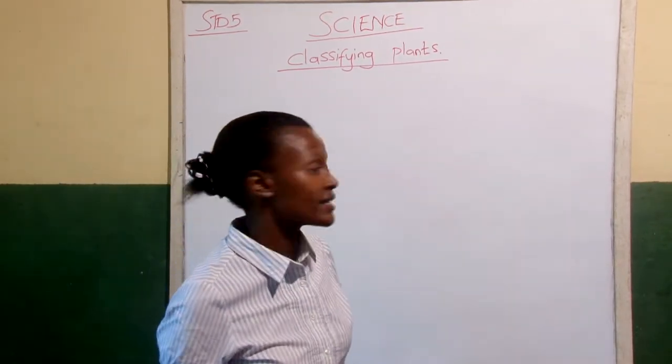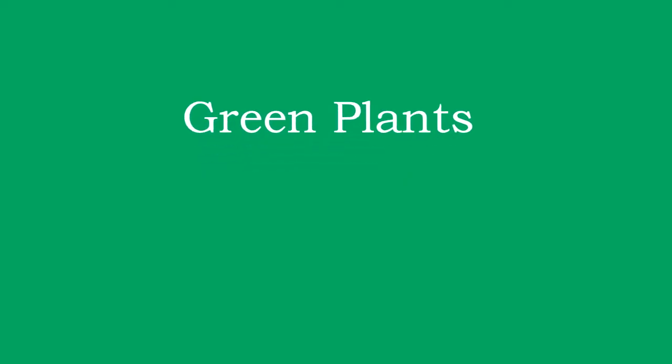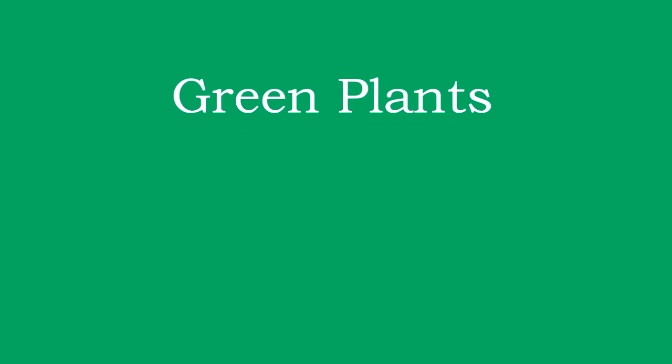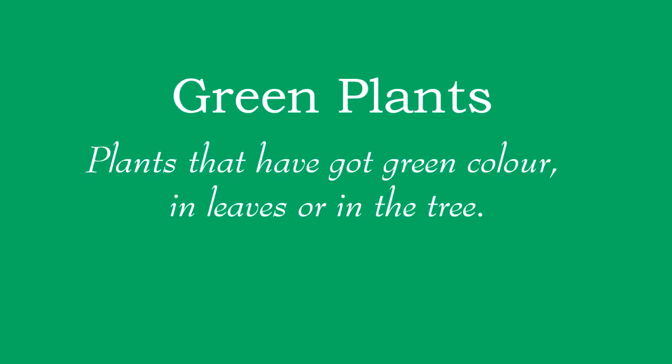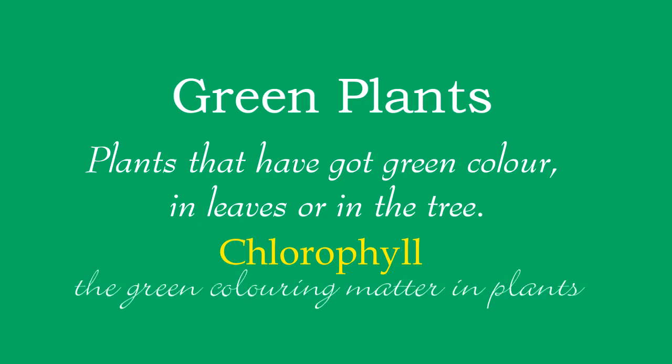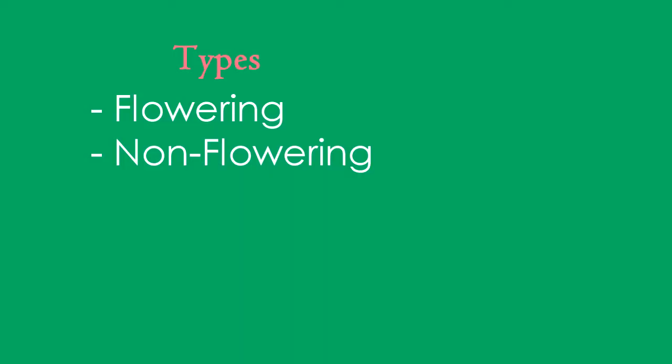We are going to look at the green plants. As I had said earlier, the green plants are the plants that have got green leaves. We've got this green color in plants. The green color is simply known as chlorophyll. The green plants have the green coloring matter known as chlorophyll. Under these green plants, there are some plants that produce flowers and some that do not produce flowers.